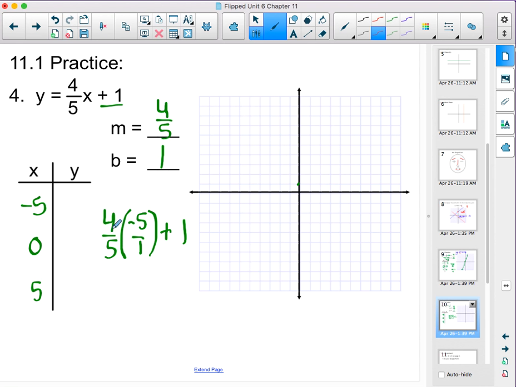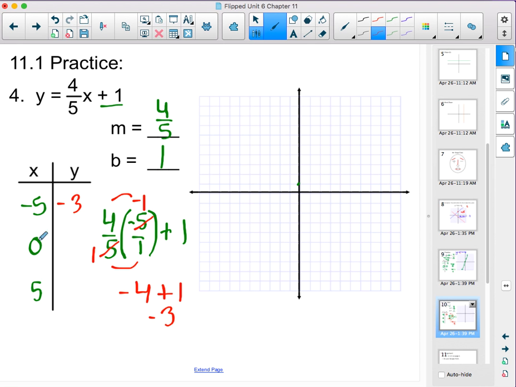I've got numerators, denominators. I know that I can simplify on the diagonal, right? I can divide a 5 out of both of those numbers. 5 divided by 5 is 1. -5 divided by 5 is -1. And now I can multiply straight across. 4 times -1 is -4. 1 times 1 is 1, so I don't have to write my denominator of 1. I'm going to bring down the +1 here. -4 plus 1 is -3. So when x is -5, y is -3.